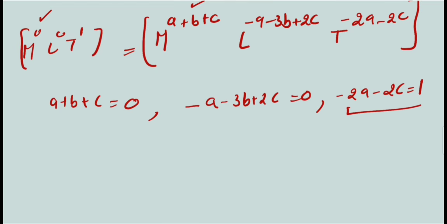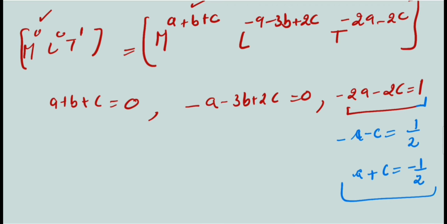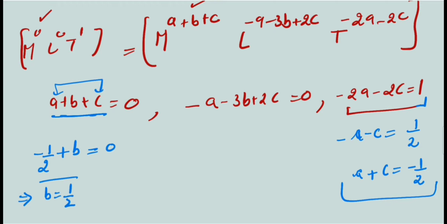First we'll solve this one. From here we'll get minus A minus C is equal to 1 by 2. So we'll get from here A plus C is equal to minus 1 by 2. Now we'll put this value of A plus C in this equation. So we'll put here minus 1 by 2 plus B is equal to 0. So from here we'll get B is equal to 1 by 2.